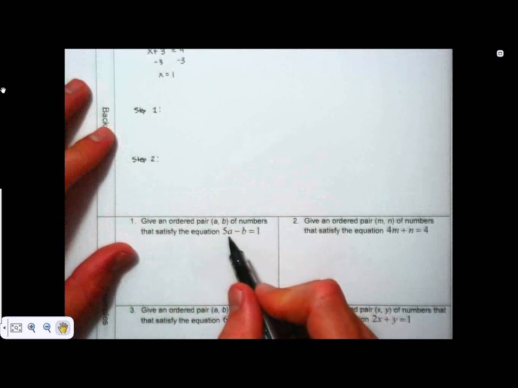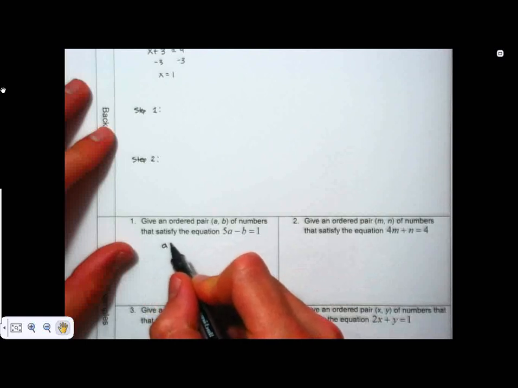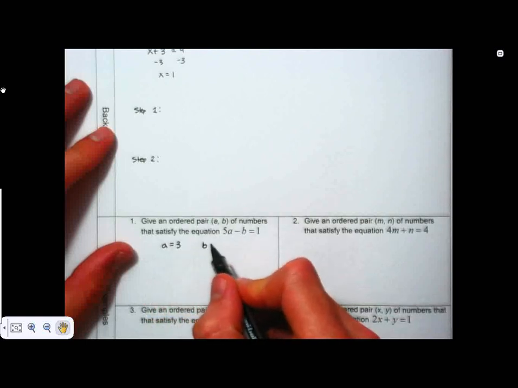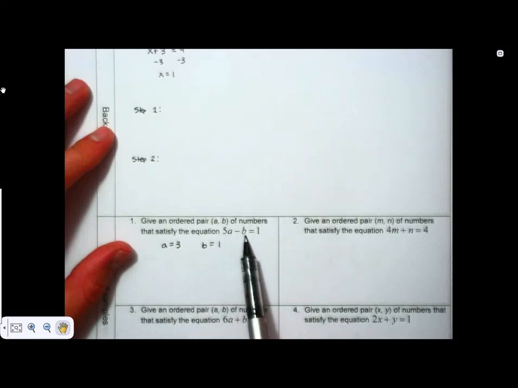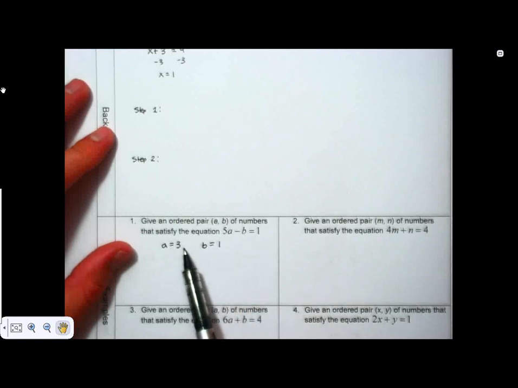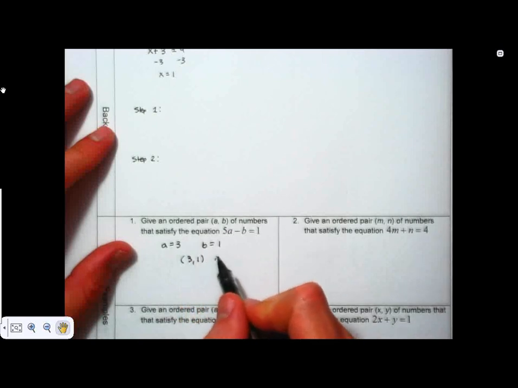And so since A and B are what we're trying to solve for here, let's just pick two numbers. Suppose A is 3 and B is 1. Let's see if we can check to see if this is a solution or not. So if I plug 3 in for A, 5 times 3 is 15, minus the 1, well, 15 minus 1 is certainly not equal to 1, so that tells me this is not a solution. So the way that we would write this up is we would say 3 comma 1 is not a solution.